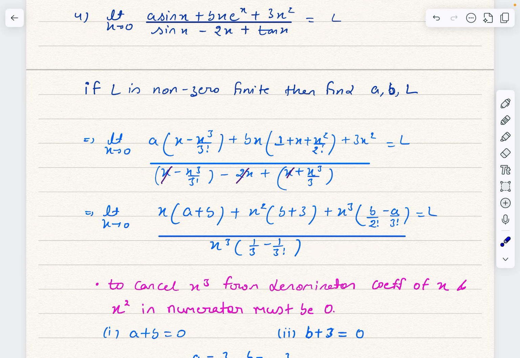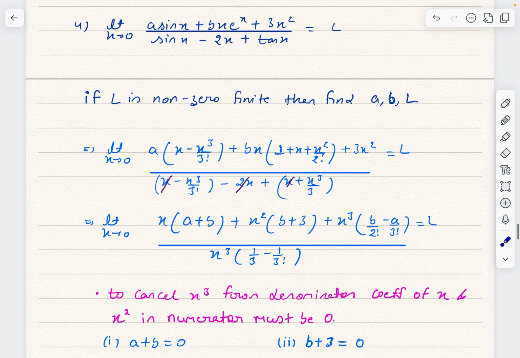What you do is just take the minimum power of x, whatever is there, and use the same in the numerator. The minimum power of x in the denominator is x cube, so in the numerator also you have to expand up to x cube. Higher powers will not be required because they will become 0. So first of all, sin x, we expand up to x minus x cube by 3 factorial.